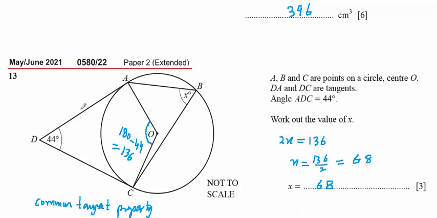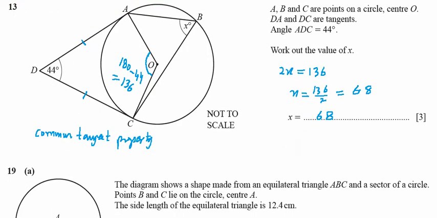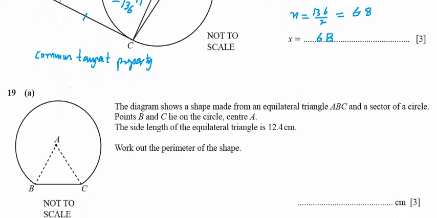Second property is that this length DA is always equal to the length CD. And the third property is that when we join D to O, then that line will bisect the angle 44 as well as the angle at the center 136. So the other two properties we are not using, only we are using that these two angles are supplementary in this question. Okay, so this was question 13 of this paper. Now we will have another question, which is question 19 in the same paper.